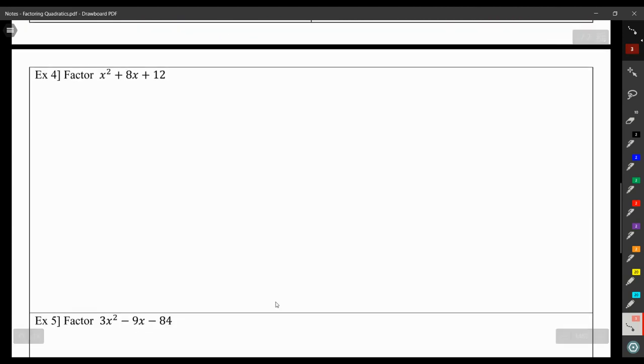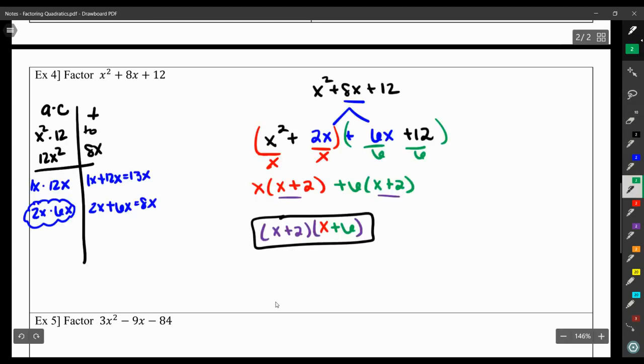Now try number 4, start to finish on your own. There is not a term that you can take out of number 4, so you have to do it as is. So pause the video, try example 4 from start to finish. And here's what you should have had for example number 4.